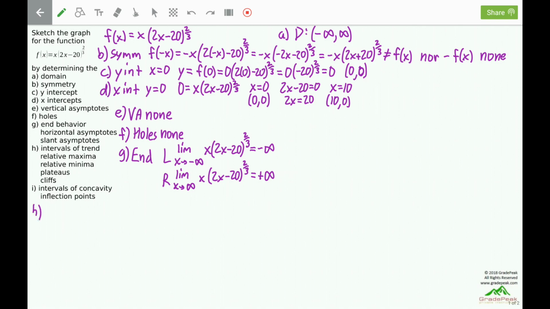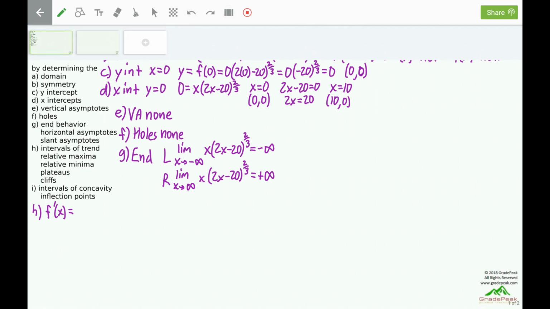For part H, we want to determine the intervals of trend, relative maxima, relative minima, plateaus, and cliffs. All of this involves the first derivative, f prime of x. f of x is a product of two expressions of x, and so the derivative will require the product rule, and will take a little bit of room to work out. This can be done on another page.